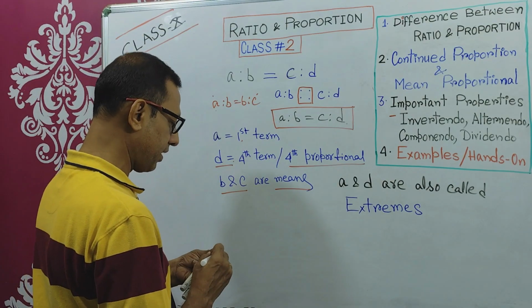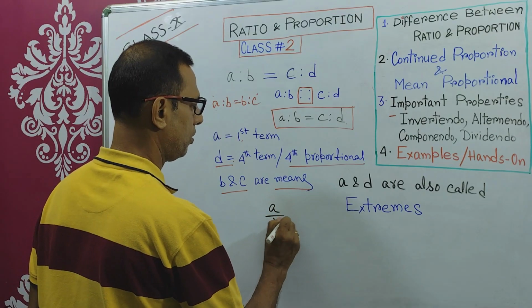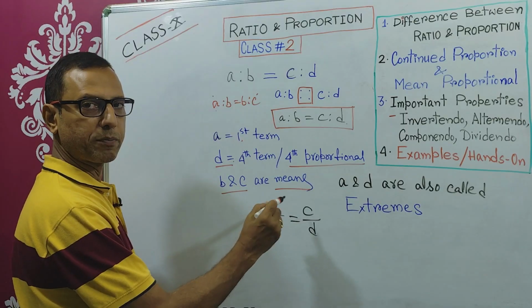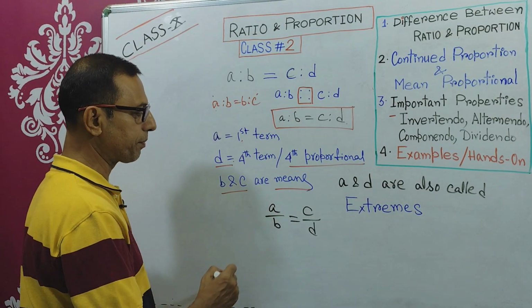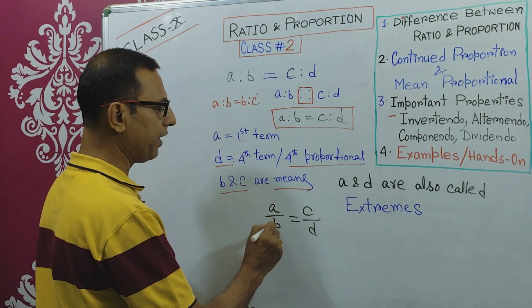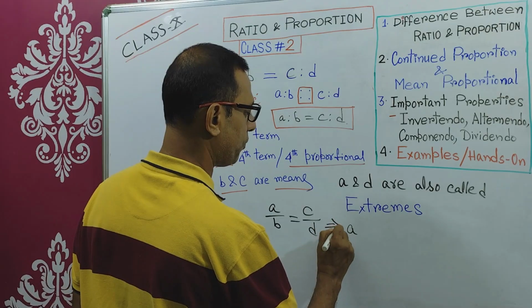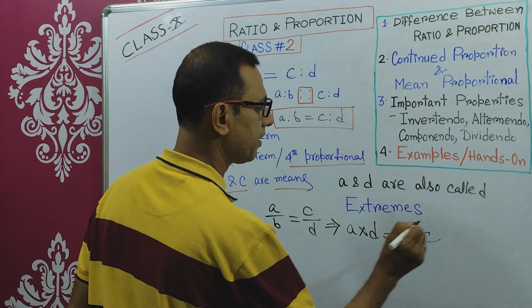Now if I see that A is to B equals C is to D, you can express it in the form of a fraction. This I have already explained in the ratio chapter, in class 1. So if A is to B equals C is to D, therefore A into D equals B into C.